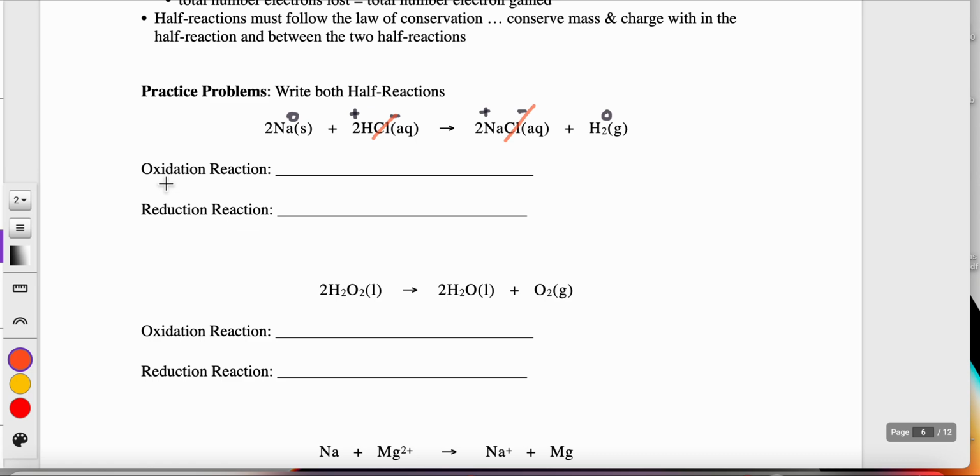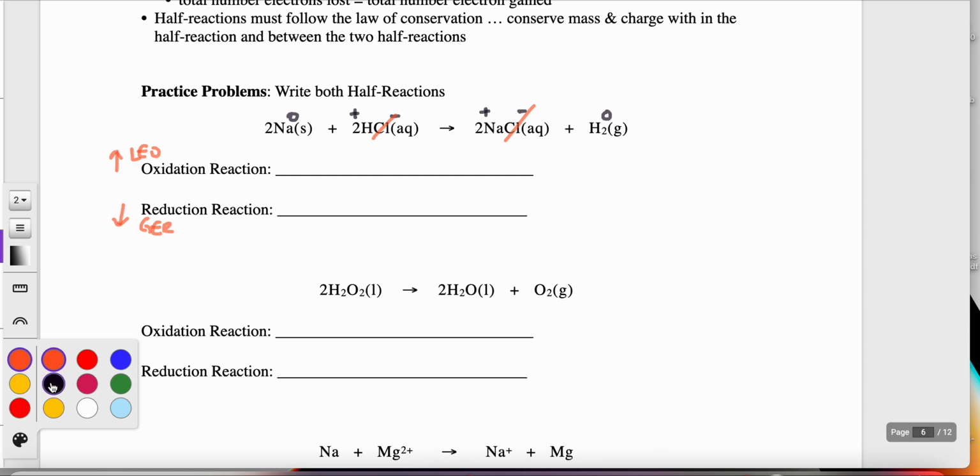Now, oxidation. Remember, that is the Leo process. So we're losing electrons. So that means that we lose negative charge. So we see an increase in the oxidation state. Reduction, that is your GER process. Gaining electrons, gaining negative charge. So we see the oxidation state going down that ladder. Use those to your benefit.